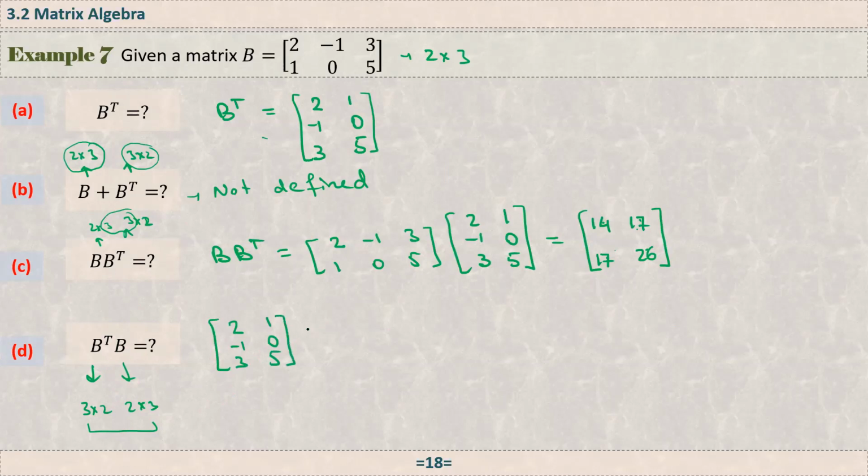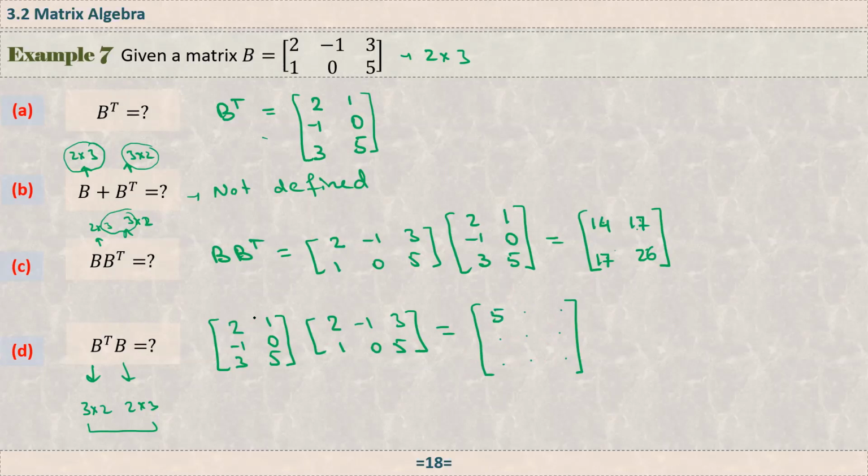And how about matrix B? Here we have 2, 1, and here -1, 0, and 3, 5. So here I will get a 3 by 3 matrix. To get the entry 1, 1, I should multiply the first row by the first column. 2 times 2, 4. 1 times 1 is 1, their sum is 5.